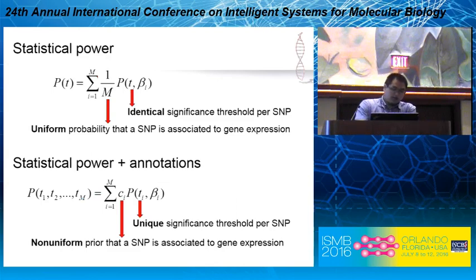Okay, so this is the slide that summarizes what we've done that is different from what was used previously. Previously you have statistical power, which is just a uniform average of the power per SNP. But by using genomic annotation, you now have these two new terms, which are a non-uniform prior per SNP and a unique significance threshold per SNP.